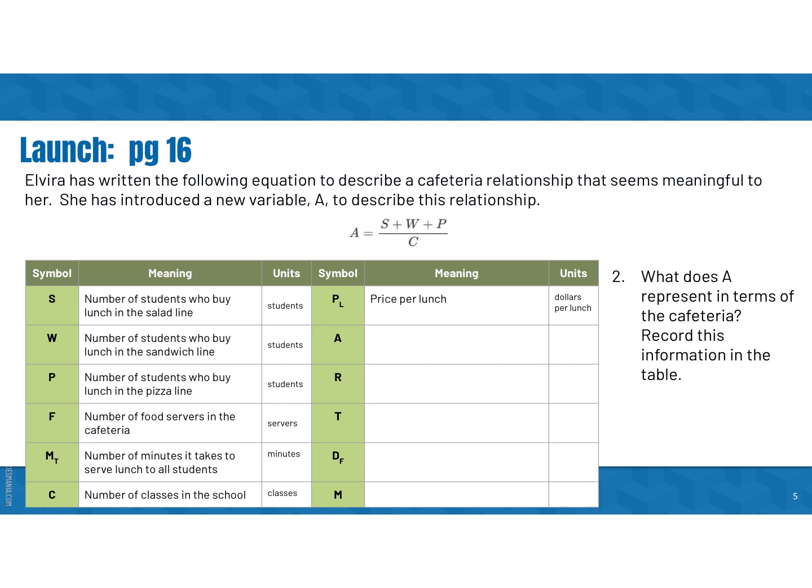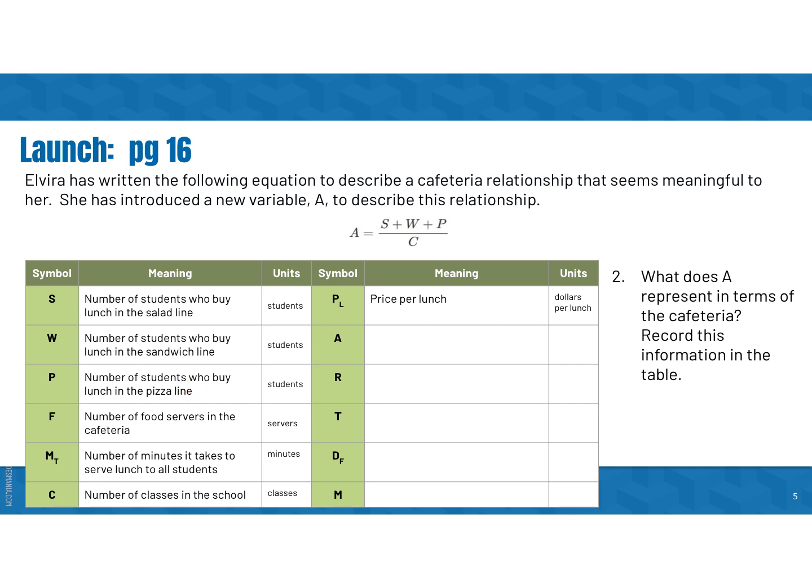It says Elvira has written the following equation to describe a cafeteria relationship that seems meaningful to her. She has introduced a new variable A to describe this relationship. So notice how we have this equation A equals S plus W plus P, and then all divided by C. So S is the number of students in the salad line. W is the number of students in the sandwich line, right? And P is the number of students in the pizza line.